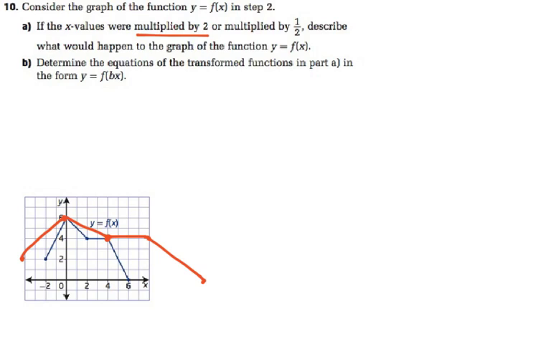This function is y equals f of 1/2 x. Now again, like with translations, how those affect oppositely with the plus or minus, horizontal stretches also affect oppositely. So when we're multiplying by 2, essentially we need to put in 1/2 there for it to be the opposite.